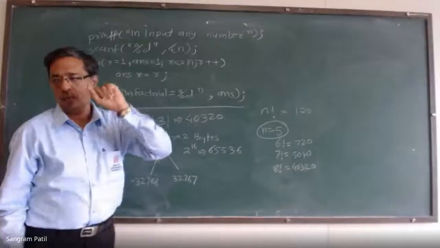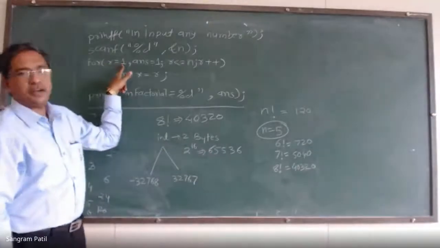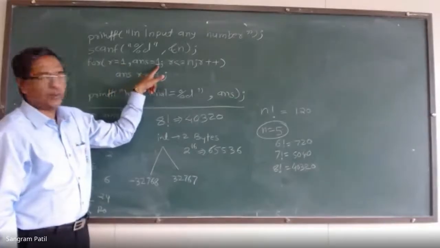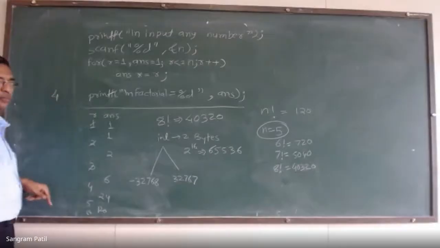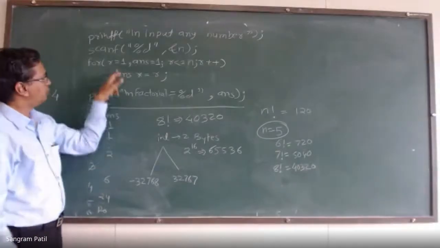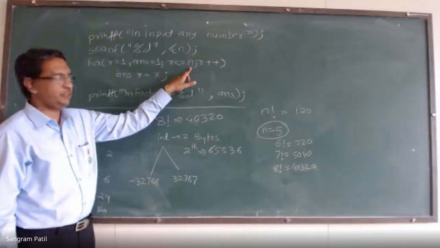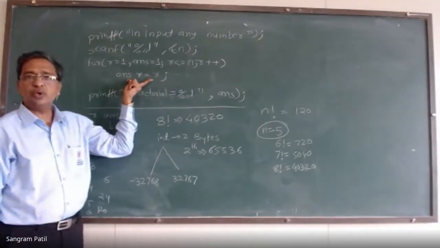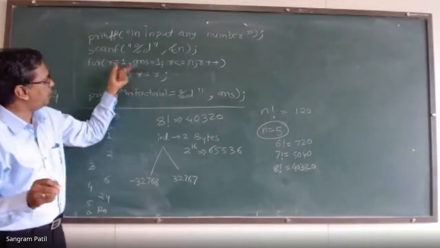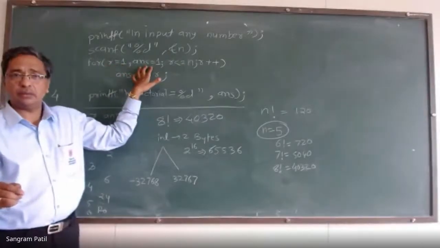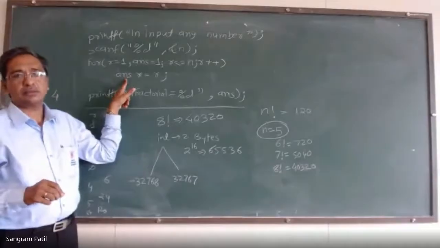Now, one slight change I want to make here. Initially the value of r is 1 and answer is 1. Suppose the value of n is 4. So r is 1, answer equals 1. Is r less than 4? Yes, the condition is satisfied, so it will come here. Answer equals answer into r. 1 into 1 is 1, because r is 1 and answer is 1, and that 1 is given to answer.